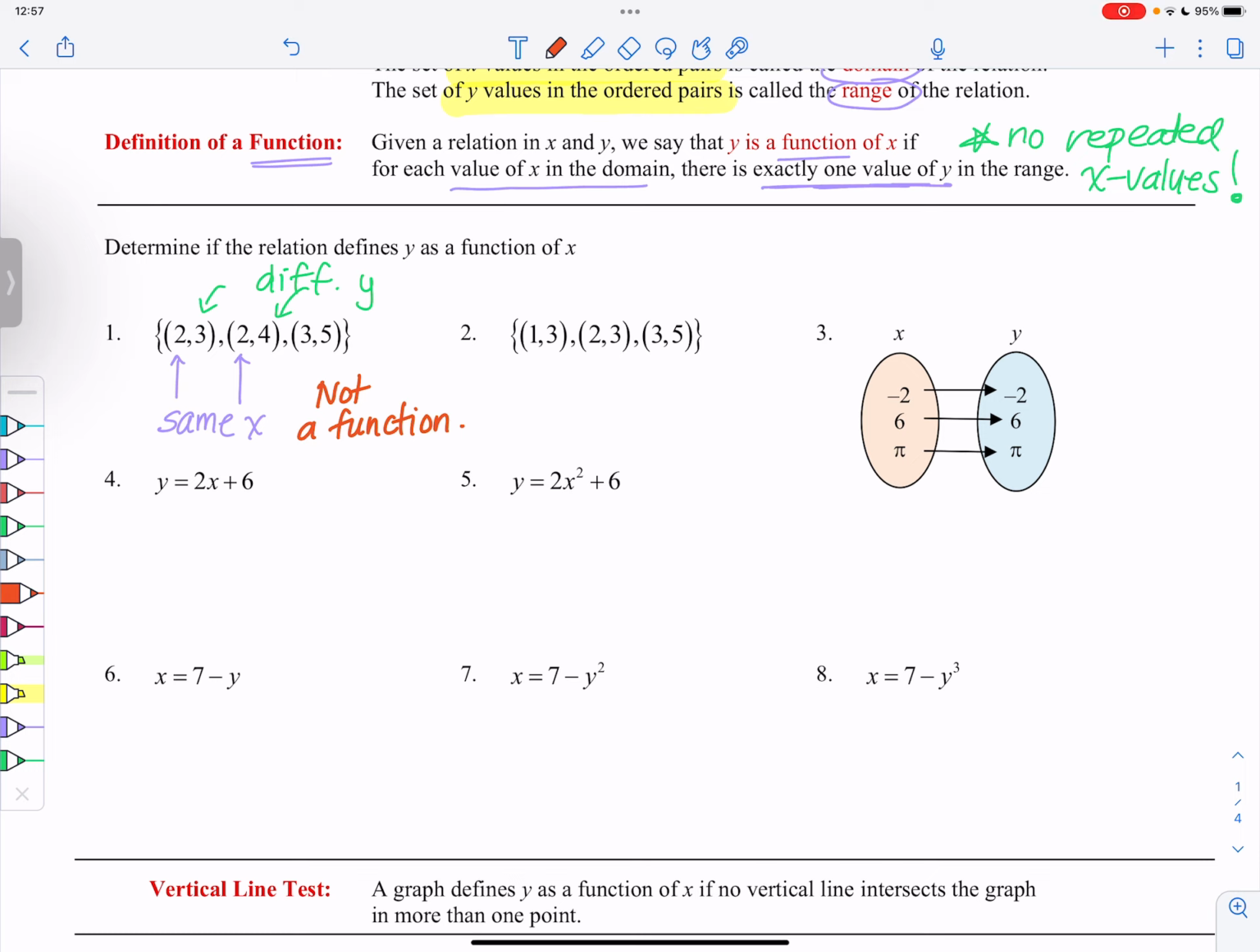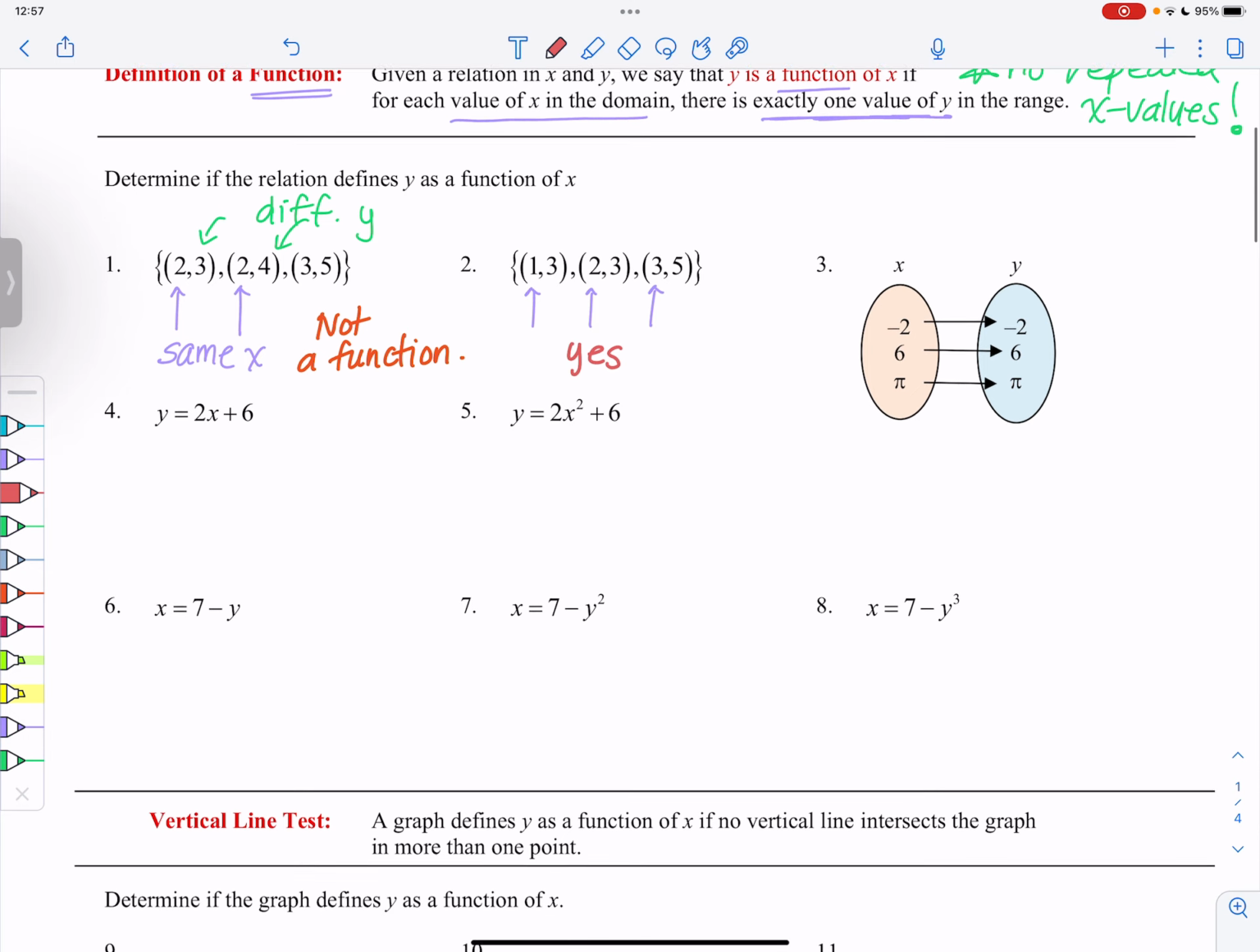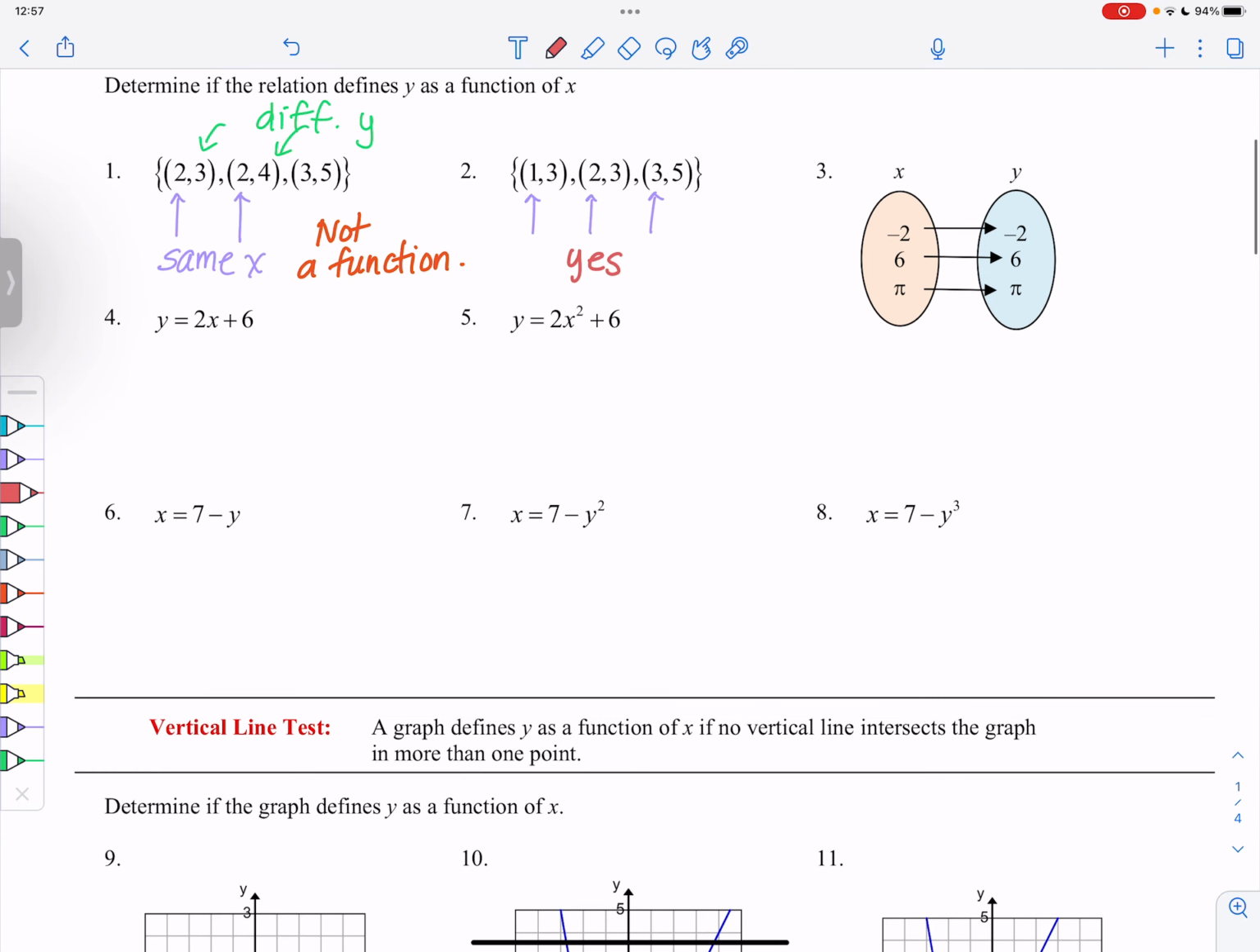Okay, let's go ahead and look at the relation in number 2. I do not see any repeated x values, so we are good, and yes, we have a function. Looking at number 4, this is a linear. This is the graph of a line. So yes, this is a function.